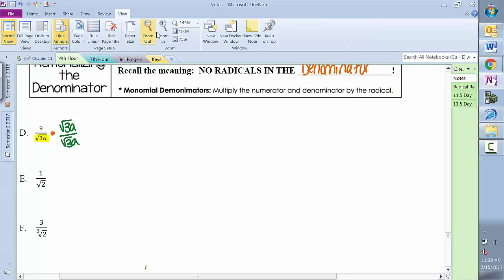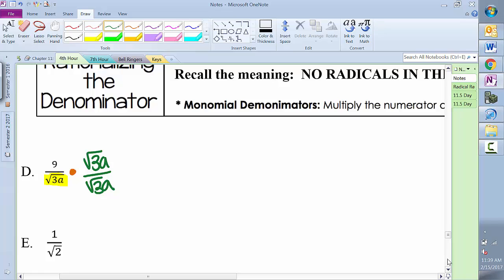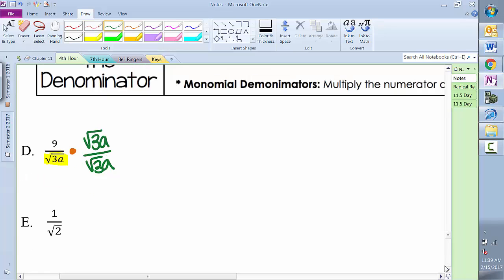I'm going to zoom in. Okay. Questions on that one? Why can we do this? Does anyone know what this fraction really is? When you simplify it, what number would you get? If you have anything divided by itself, what is it? 1. That's why you can do this, because anything times 1 is itself. So say I had 3 divided by 3, we know that's 1. Well, radical 3a divided by radical 3a is still 1. That's why we can mathematically do this.